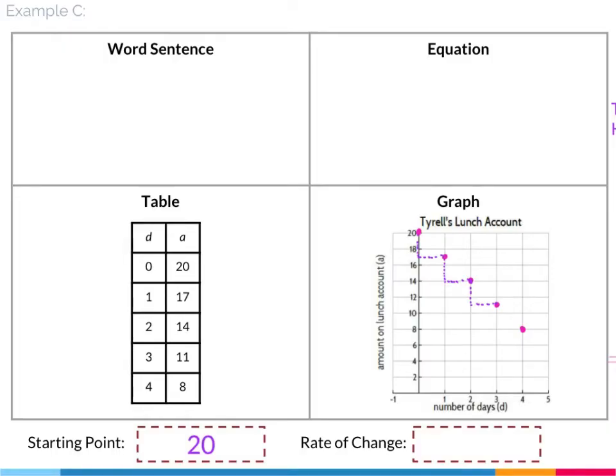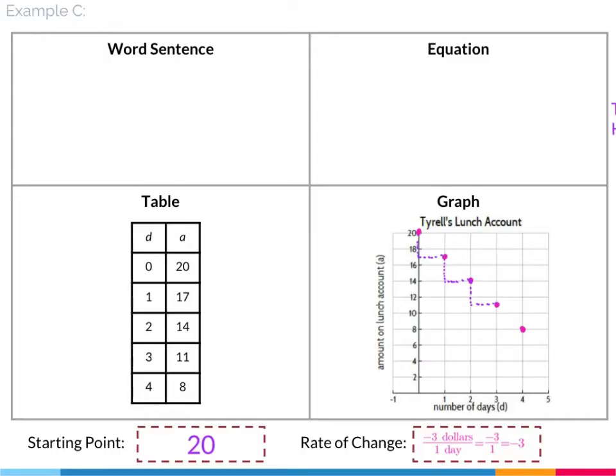So since we're going to write that as a negative, we want to write that as negative $3 over 1 day. So our rate of change is negative $3 over 1 day, which is equal to negative 3 over 1, which simplifies to just negative 3. So now we've got both our table and our graph. We can very easily make our word sentence as we just talk about what's going on.